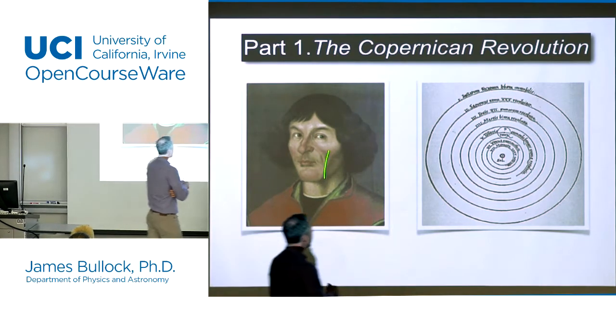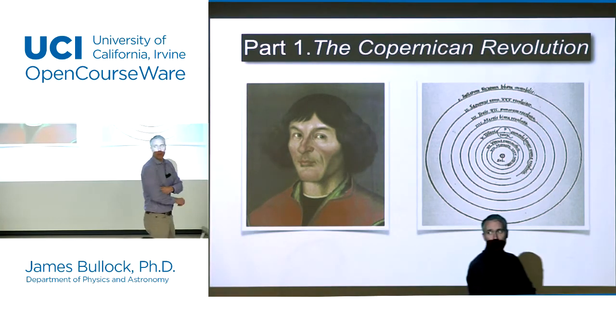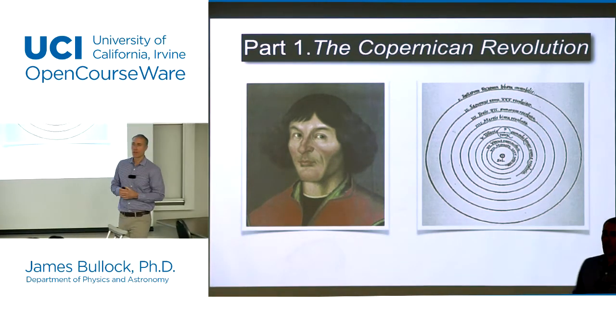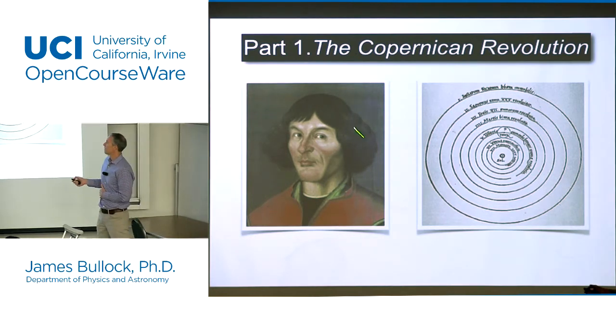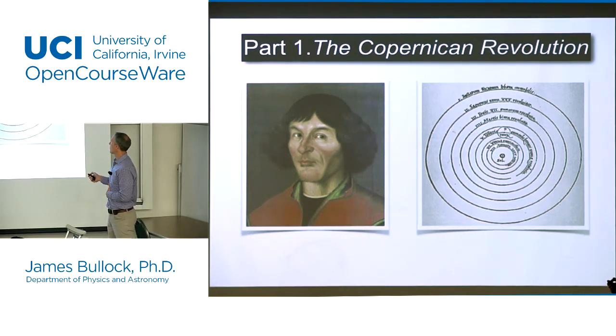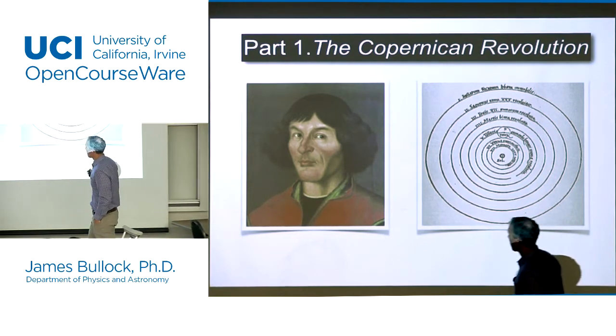So part one then is what we're going to call the Copernican Revolution. And this was attributed to Copernicus, this idea that the Sun is actually at the center of the solar system and the planets orbit around the Sun.